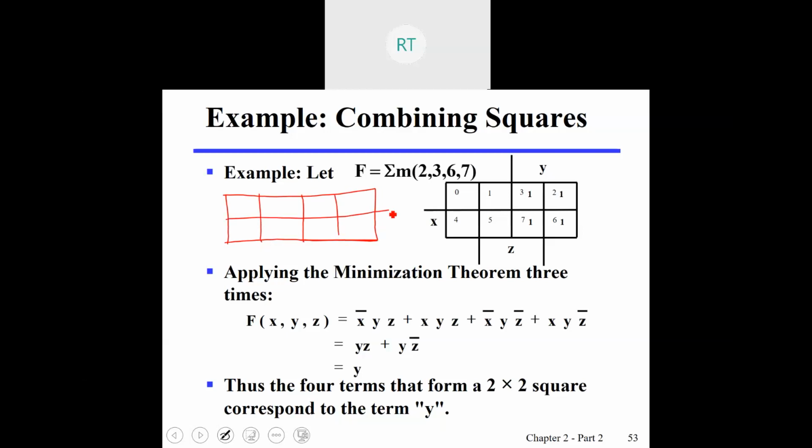Who is helping, please? How do I fill the K-map? I have 2, 3, 6, 7. Yes, please. Jad, can you help? Yes, sure, Miss. Okay, we have 2, so 0, 1, then you have 2, 3, I want to put the 2 at the last one. So 0, 1, 2, 3. You agree?